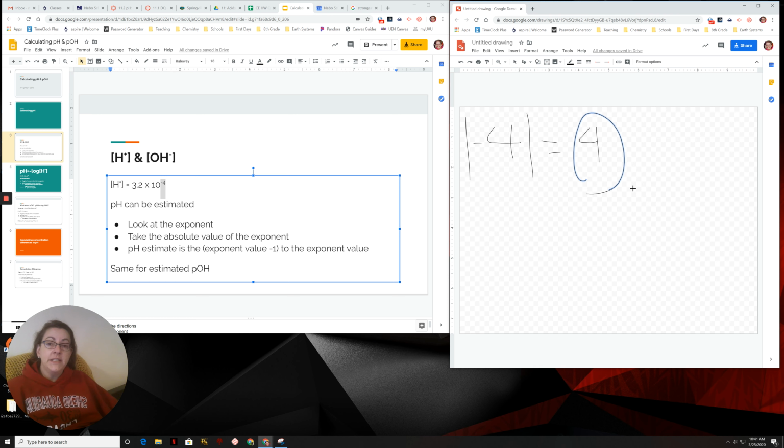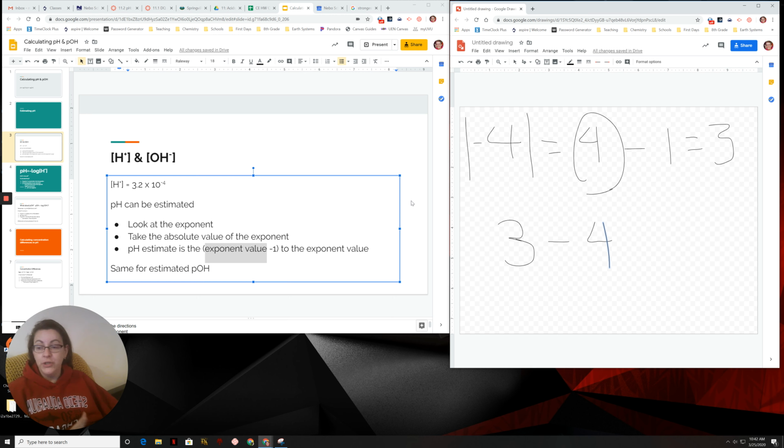And then we can determine the range by taking the exponent value that we just calculated, which is 4, and subtracting 1, so 4 minus 1 equals 3. Okay, so the first number in my range is 3, and then it is 3 to 4. So your estimated pH is going to be between 3 and 4.